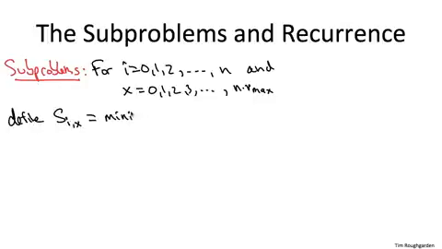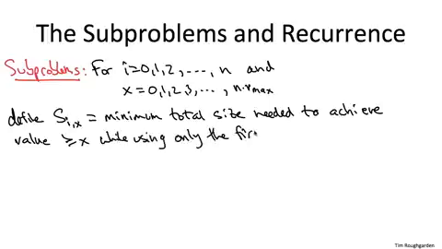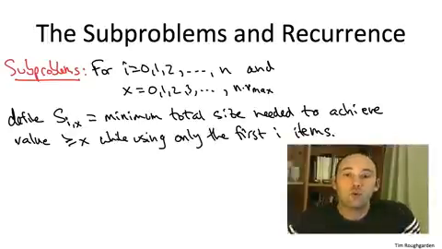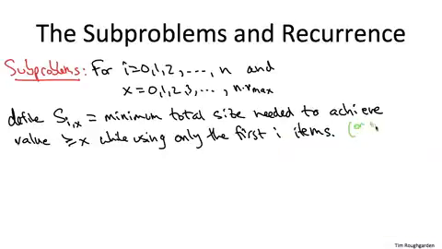So for a given choice of i and x, I'm going to use capital S sub ix to denote the optimal value of that corresponding subproblem. So that is the minimum weight, the minimum total size that is sufficient to achieve a total value of x or more while being restricted to using just the first i items. If there is in fact no way to get the target value of x using just the first i items, that is if the sum of the values of these items is already less than x, we just define this to be plus infinity.